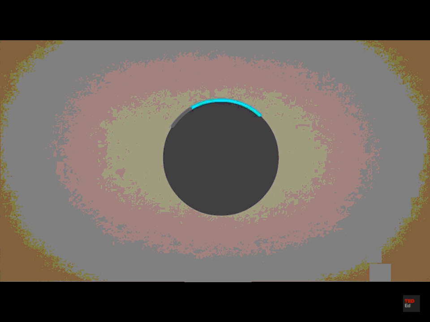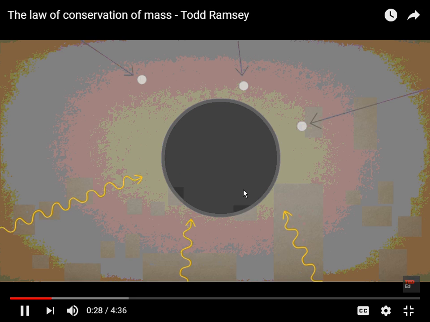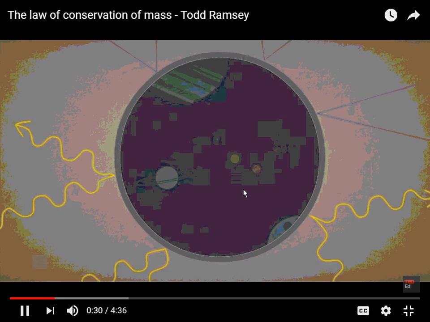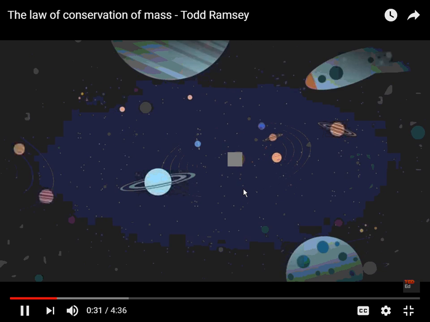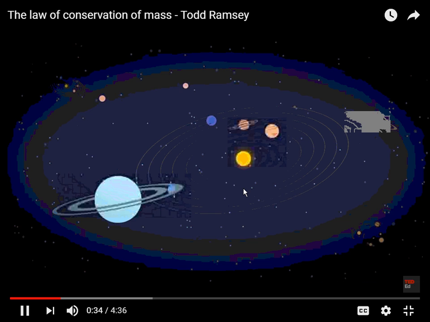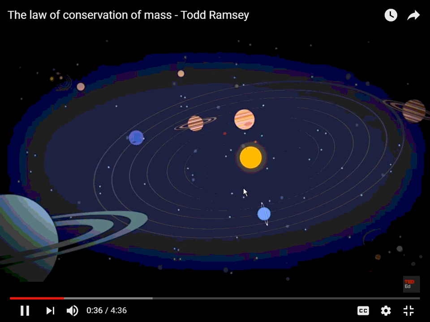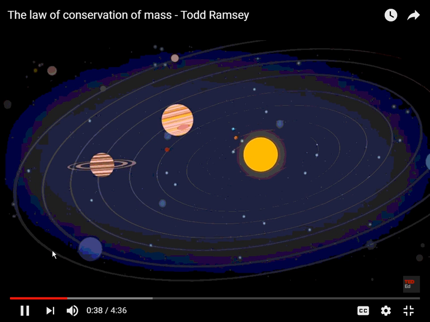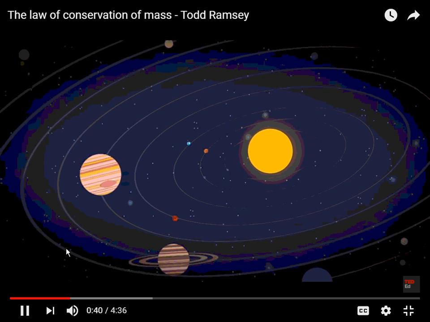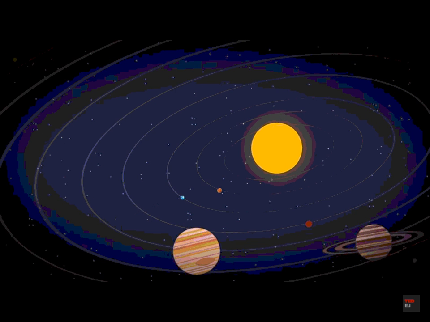This law says, take an isolated system defined by a boundary that matter and energy cannot cross. Inside this system, mass, aka matter and energy, can neither be created nor destroyed. The universe, to the best of our knowledge, is an isolated system. But before we get to that, let's look at a much smaller and simpler one.